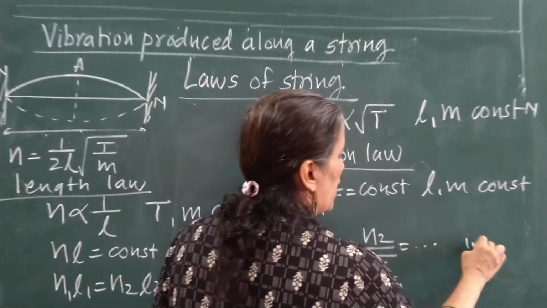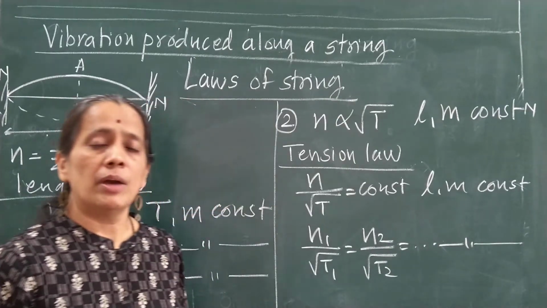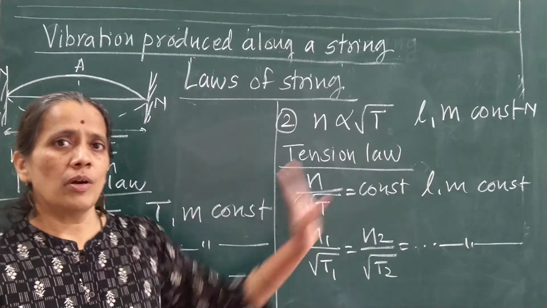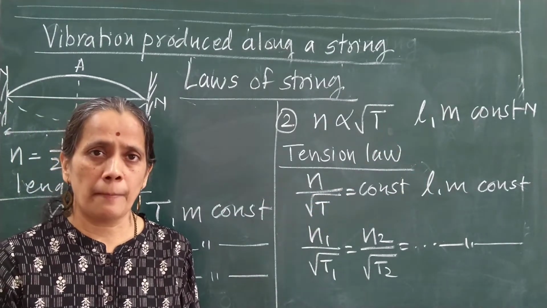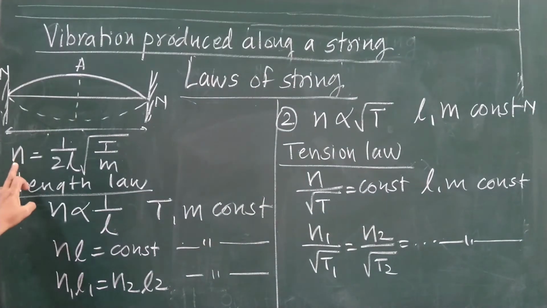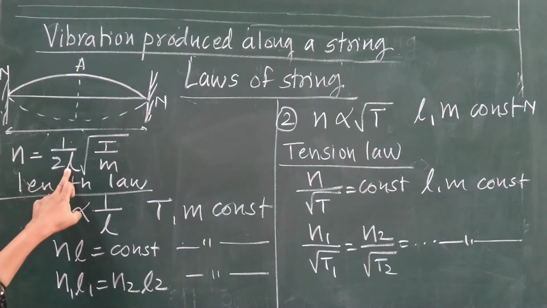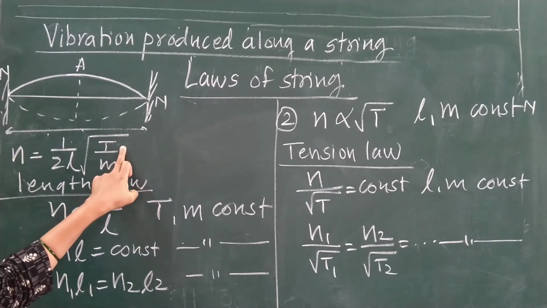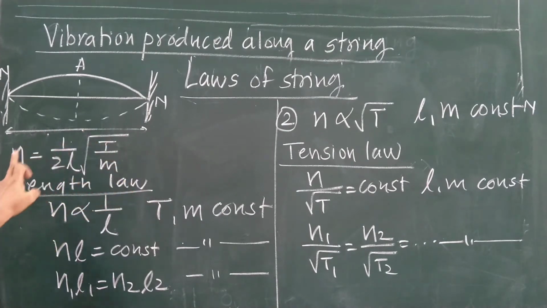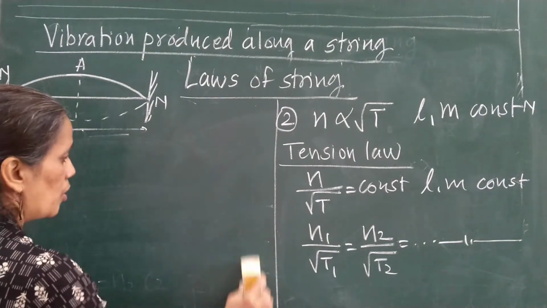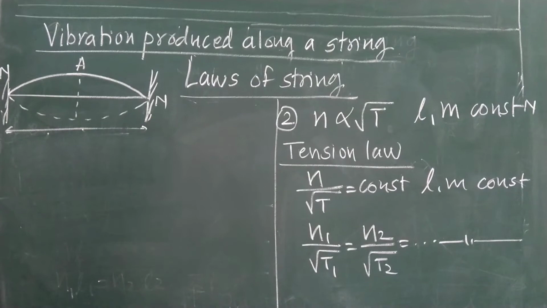Again, the condition is that mass per unit length and vibrating length remain constant. So this law is called the tension law. Now see here, I have shown the first variation between frequency and length. In the second law, the variation is shown between frequency and tension imparted. Now what is the third factor remaining? Frequency and mass per unit length. So now your third law is related to mass per unit length.